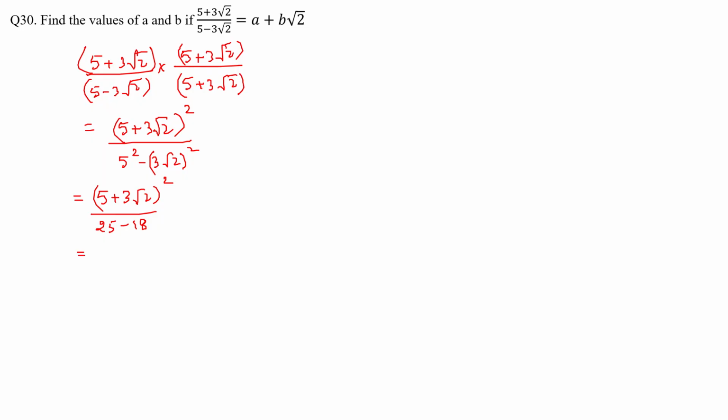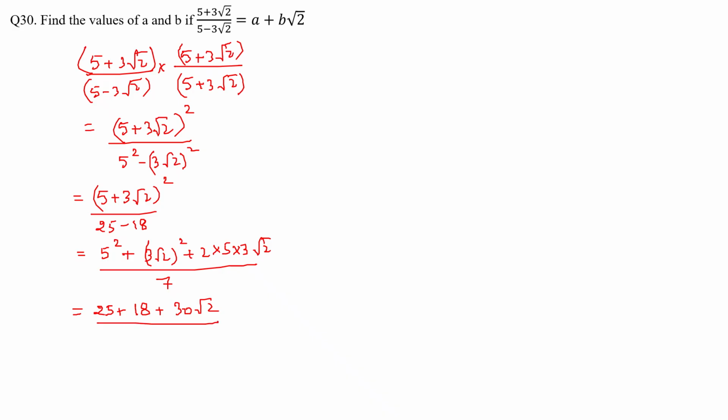Now (5 plus 3 root 2) whole square will expand as a square plus b square plus 2 into 5 into 3 root 2. Now divided by 25 minus 18, which is 7. So 5 square is 25, (3 root 2) whole square is 18. So it will be 30 root 2 divided by 7.